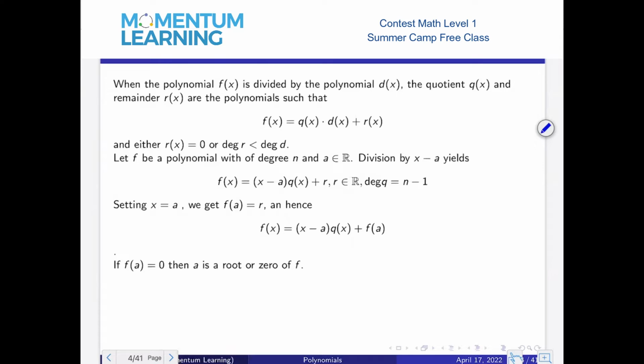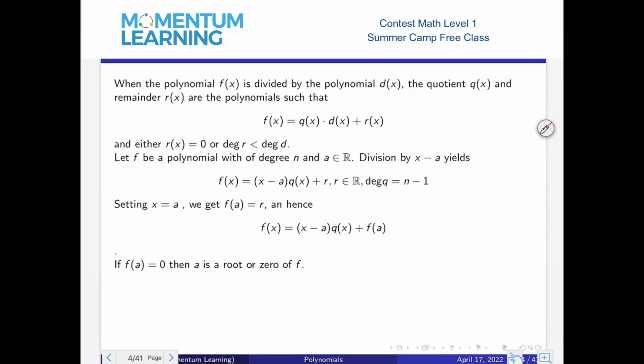Now, when the polynomial f of x is divided by d of x, we get a quotient q of x, and the remainder is r of x. You might ask why this is a function of x. It is going to be a function of x, but it can also be just a constant. Now, if r of x is equal to 0, that means f of x is divisible by d of x.